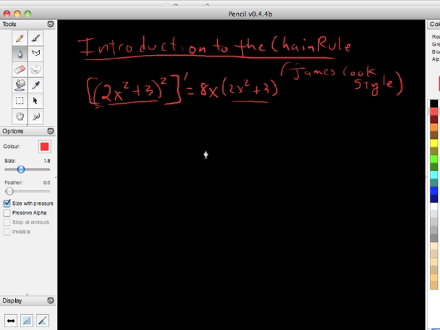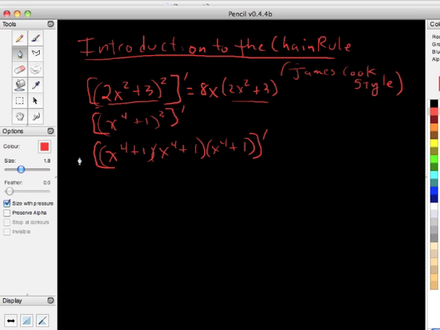Well, let's take another derivative. Let's take the derivative of (x to the fourth plus 1) raised to the third. So what's the derivative of that? Well, before we make any predictions, let's FOIL it, take the derivative, and factor. We have (x to the fourth plus 1) times (x to the fourth plus 1) times (x to the fourth plus 1). That's what it means to raise something to a third power. And we're going to take the derivative of that.